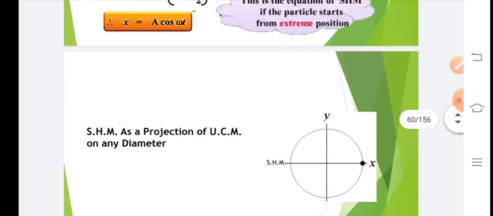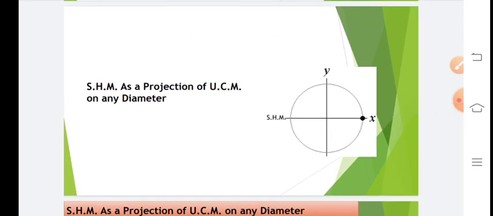The remaining part we will discuss in another lecture.